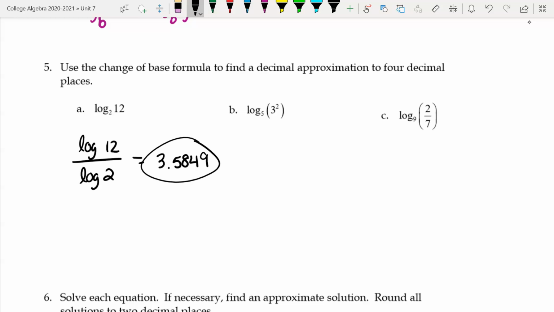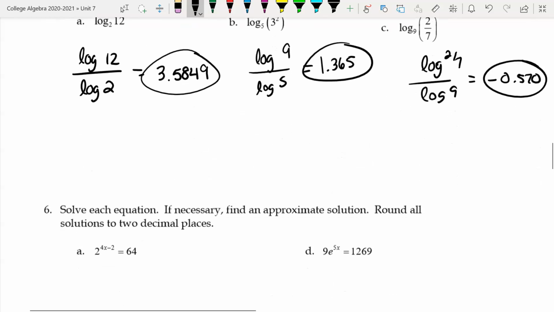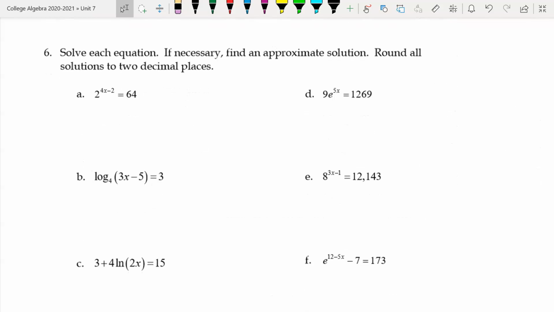All right, next one, I would do log of 3 squared, which is 9, over log of 5, which is 1.365. Lastly, I would do log of 2/7 over log of 9, which is negative 0.570. Again, you just type those into your calculator, change base formula. Solve each equation if necessary, find an approximate solution. You could round it.